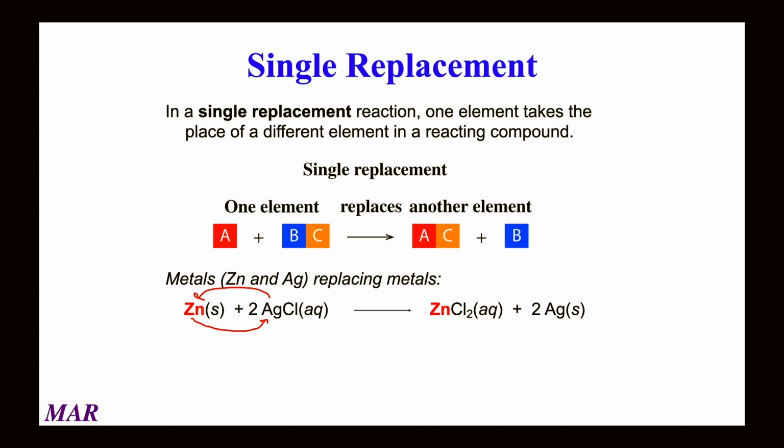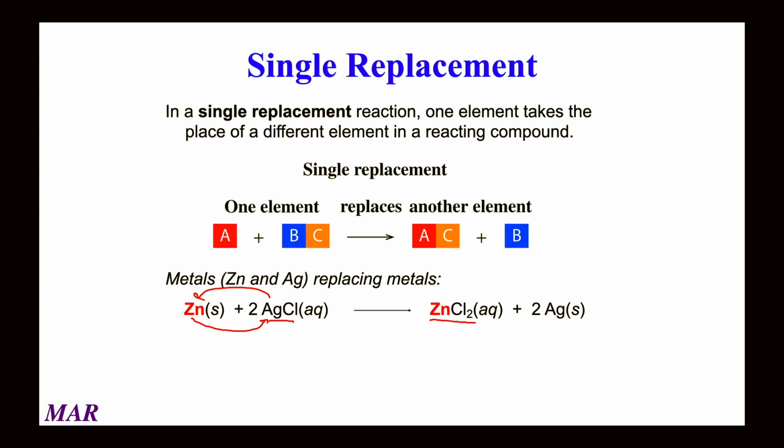Now remember, all those charges still apply. Silver is +1, but zinc is +2. And since chloride is always -1, you're going to need 2 chlorides to balance that +2 zinc, while silver +1 only needs 1 chloride to balance it.